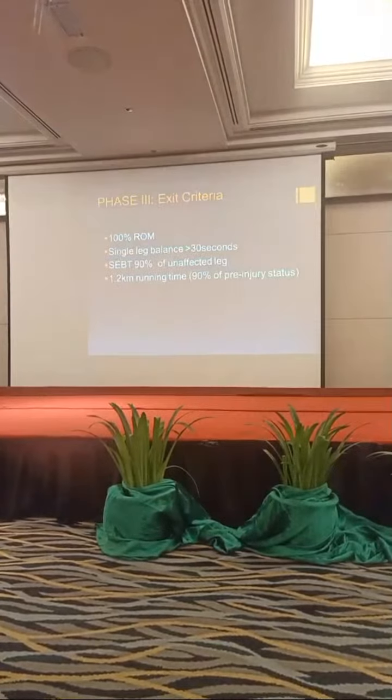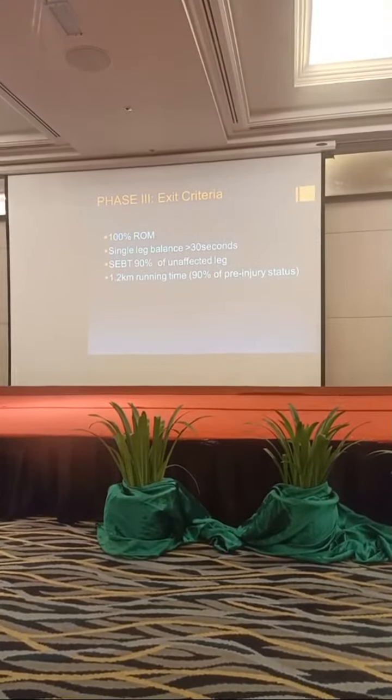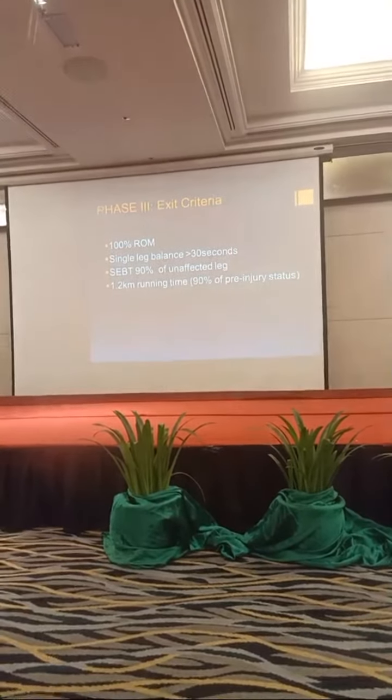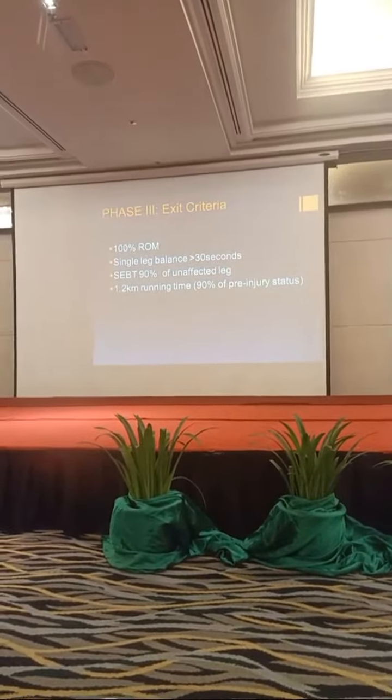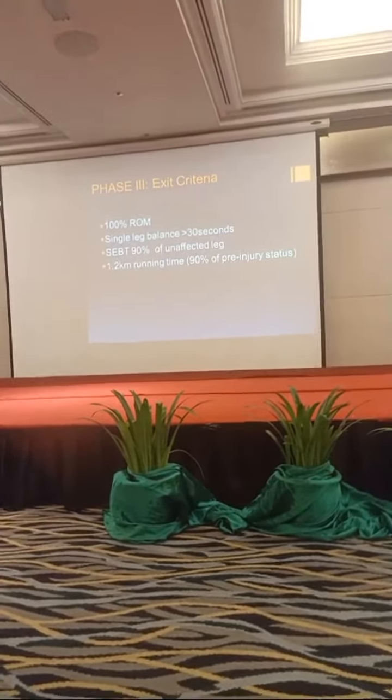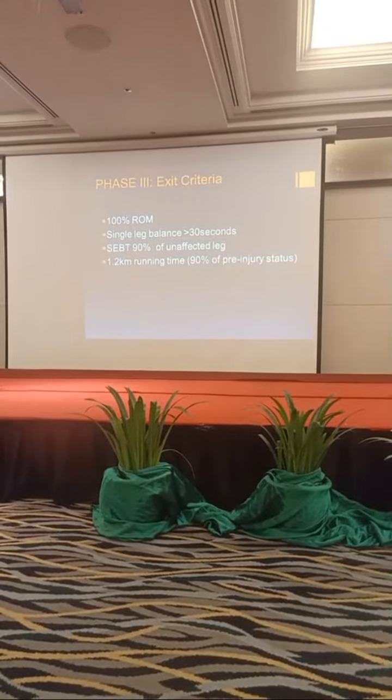Now, phase 4, very quickly. Wait, axis criteria, very important. Again, 90%. Okay, 90% is what you want to reach at least. You want 100% range of motion by then, 100%. Okay, single leg balance, 30 seconds.